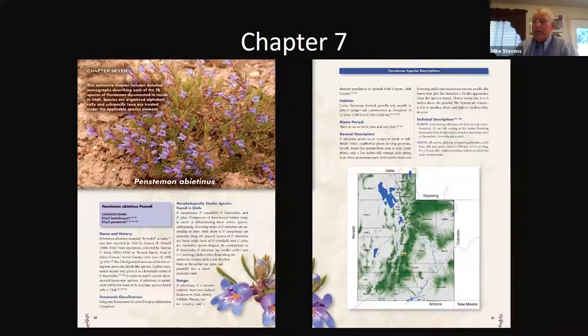We give it a name and a history about it. We talk about its taxonomic classification with one sentence. And then we talk about similar species. So you look around and you say, wait a second, this one looks a whole lot like that. What's the difference? We tried to identify some of those differences and put them on there, and say, why is Albietinus that much different than the rest? We talk about the range, the habitat, blooming period, and general description of the plant. In the general description, we try to use layman terms as much as possible. Then we use a technical description for those of you who want to get into that.